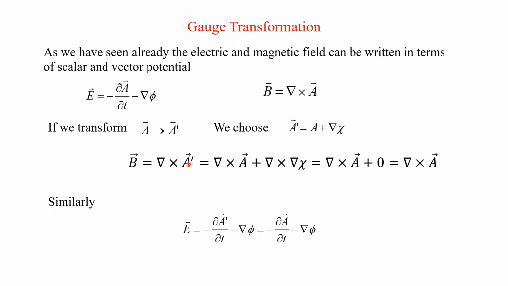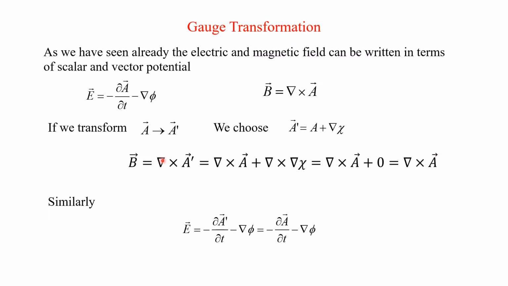Then P is equal to curl A prime. Instead of A, we are replacing A prime. However, we know A prime is equal to A plus gradient chi. So if you take the curl of A prime, you will get curl A plus curl of gradient of chi, which is a scalar quantity. The curl of a gradient of a scalar is equal to zero. So finally you end up with just curl A.